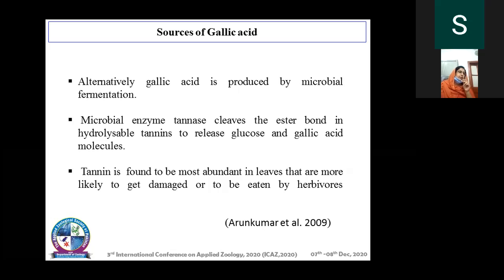Alternatively, gallic acid is produced by microbial fermentation because the microorganisms have the enzyme tannase that cleaves the ester bond that is present in the tannin, and it can form gallic acid as well as the glucose molecule. And tannin is present in all the plant parts, especially the leaves, that can be damaged by or eaten by the herbivores.